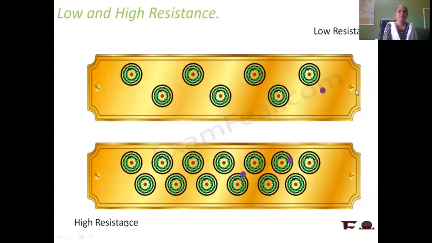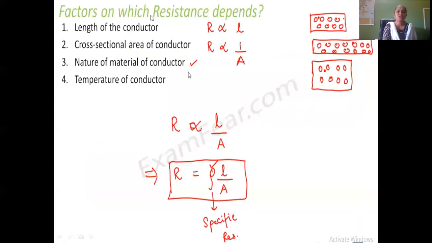Okay, next. Factors on which resistance depends. We have to understand the factors on which resistance depends. So the first factor is the length of the conductor.